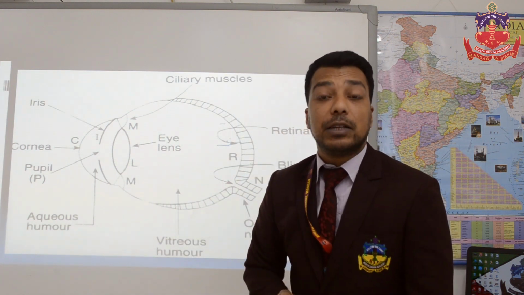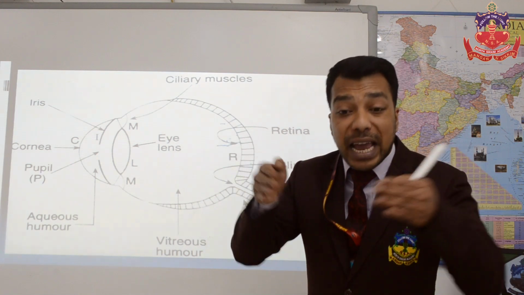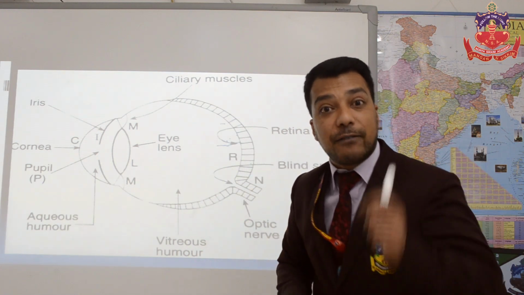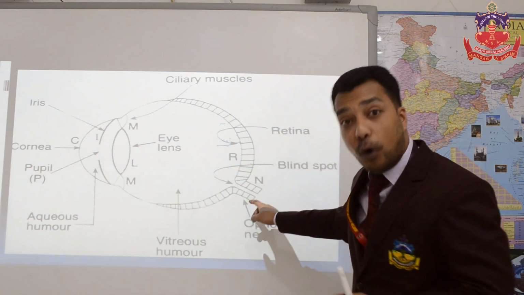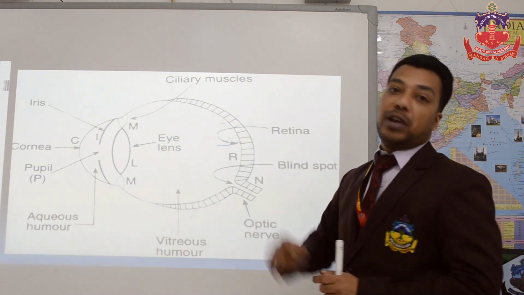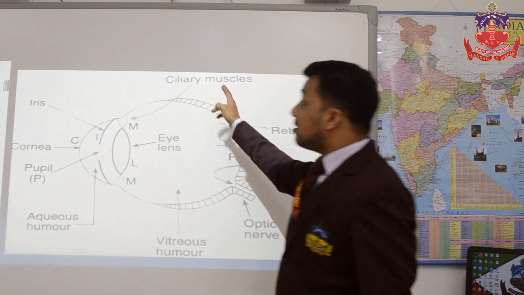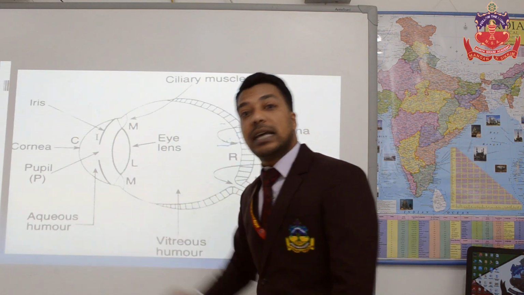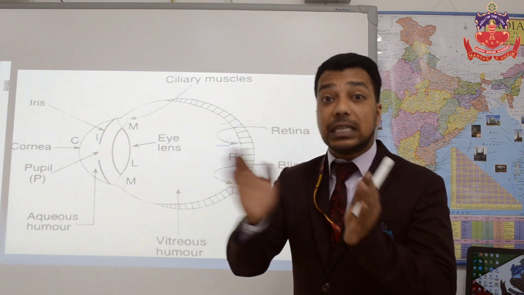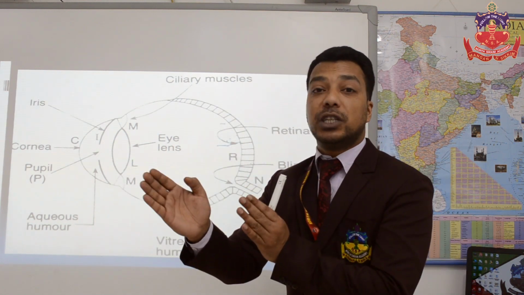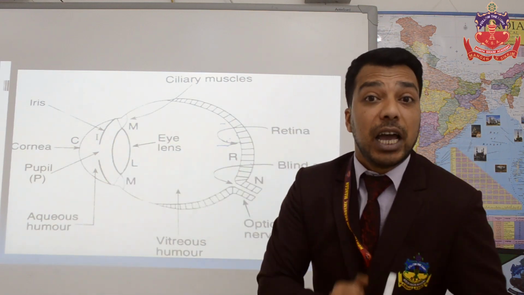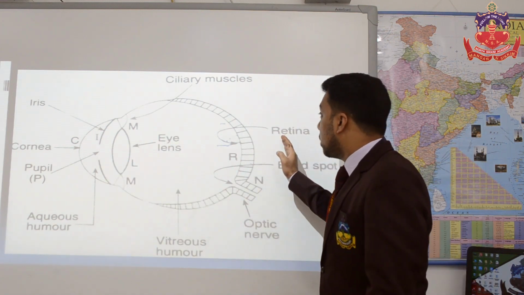This thick lens will help to refract the light a little bit faster and make it fall exactly on the retina. So that is the function of your ciliary muscles and your convex lens, to adjust to see objects which are far or near. Next one is your retina.